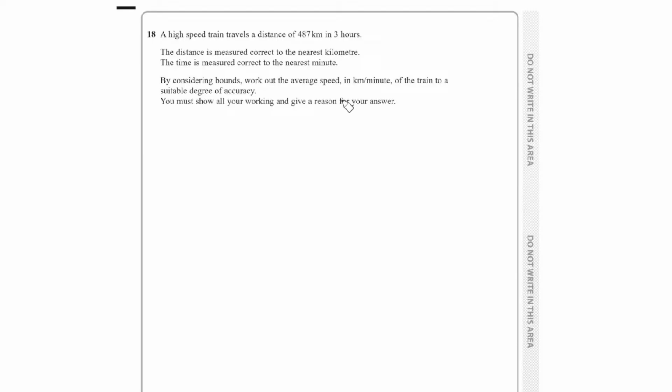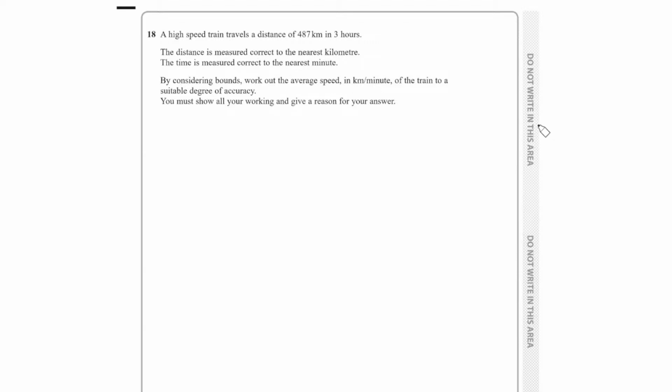Question 18. This one's also a 5 marker. A high-speed train travels a distance of 487 kilometers in 3 hours. The distance is measured correct to the nearest kilometer. The time is measured correct to the nearest minute. So just double check that, because they've given it in hours, but it's nearest minute. Yeah, this one's not too bad, to be honest.